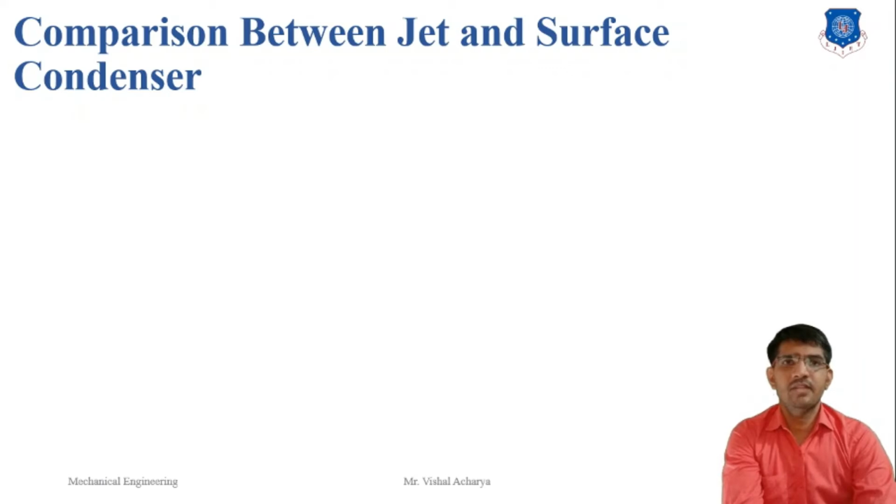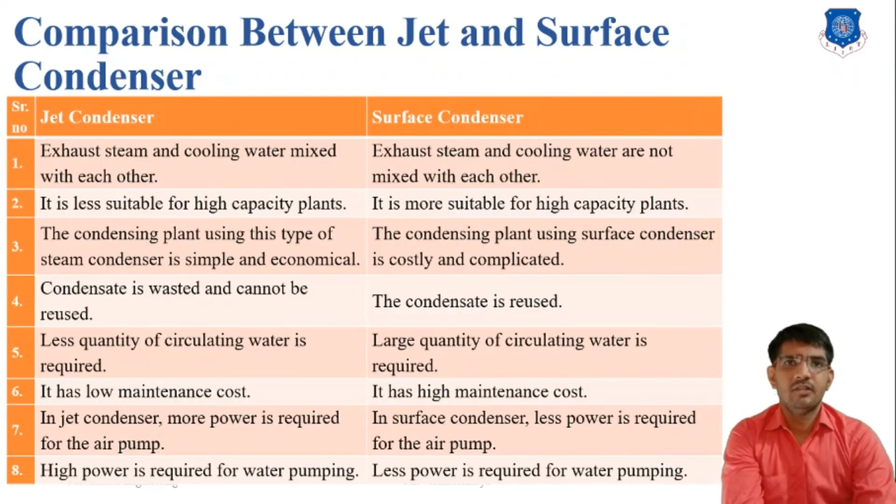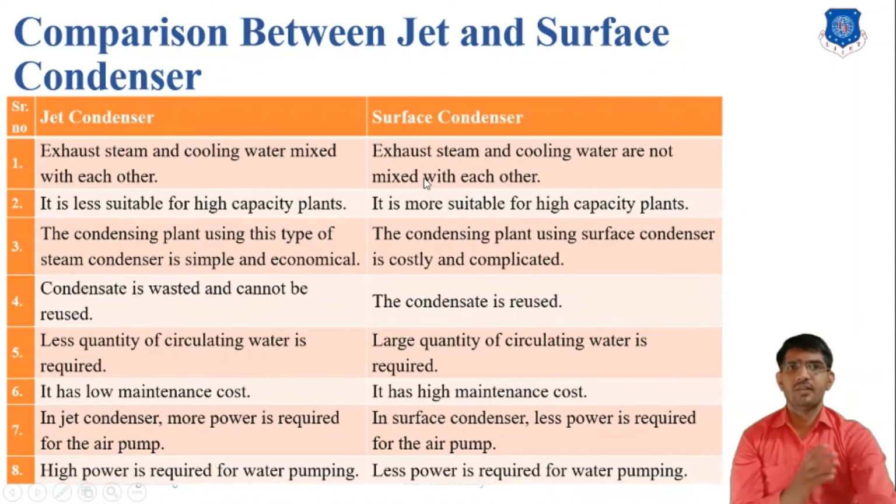Comparison between the jet and surface condenser. In the jet condenser, the exhaust steam and the cooling water are mixed with each other. Here it is the direct contact type. In the surface condenser, the exhaust steam and cooling water are not mixed with each other, meaning the non-contact type. The jet condenser is suitable for low capacity plants, while the surface condenser is more suitable for high capacity plants.